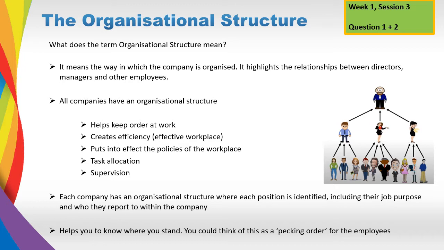So each company has an organisational structure, and within the organisational structure each position is identified including the purpose of their job and who it is that they report to. So you can see that on the image, because you can see the arrows going up as to who reports to who. This can help you know where you stand, so you know that you're not all going to take your queries up to the director right at the top or the CEO. Instead, you're going to take it to your line manager, and you can think of it as like a pecking order, for a lack of a better phrase, for the employees.